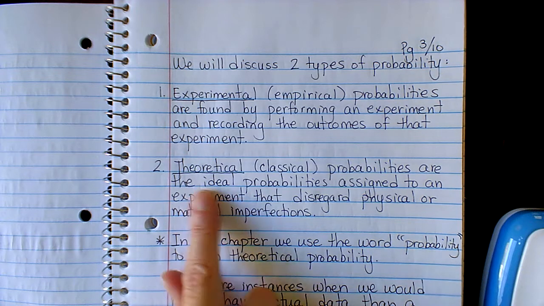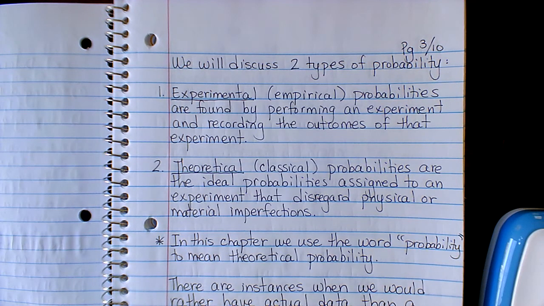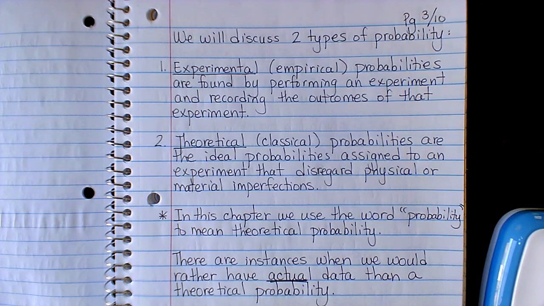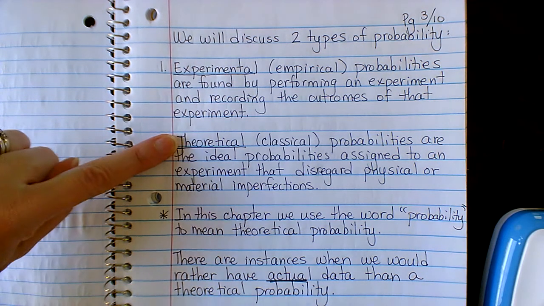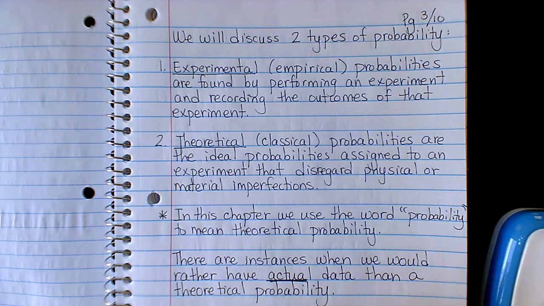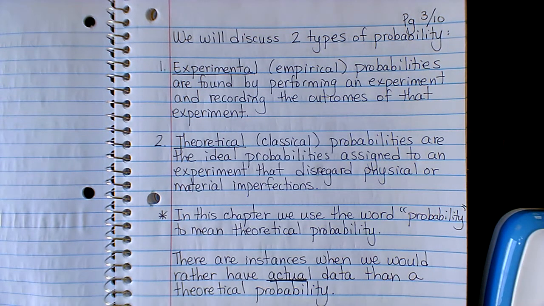And then we have the theoretical probability. Also, some texts call it classical. That's the ideal. In theory, what would it be? This disregards physical or material imperfections. So if you're talking about flipping a coin 100 times, theoretically, it would land on heads half the time and tails half the time. Now, we know that experimentally that may not happen. It may land on heads 40 times and tails 60 times. So that's those slight differences.